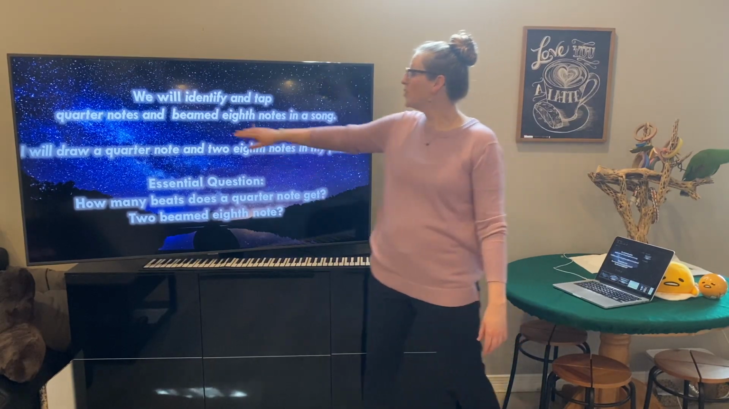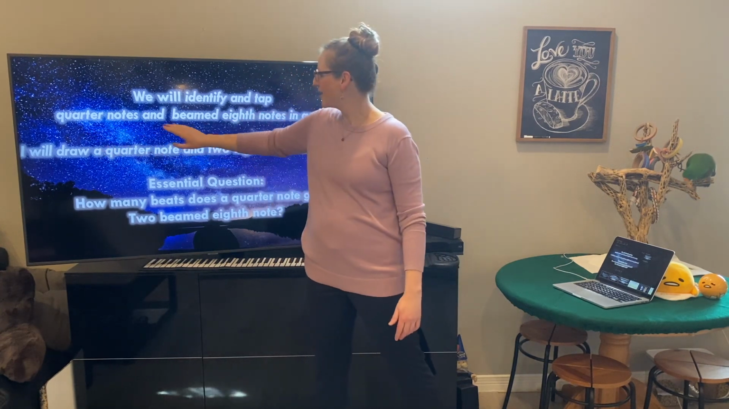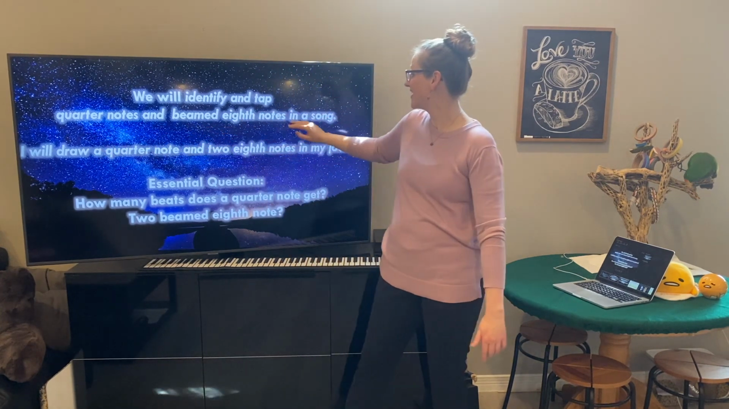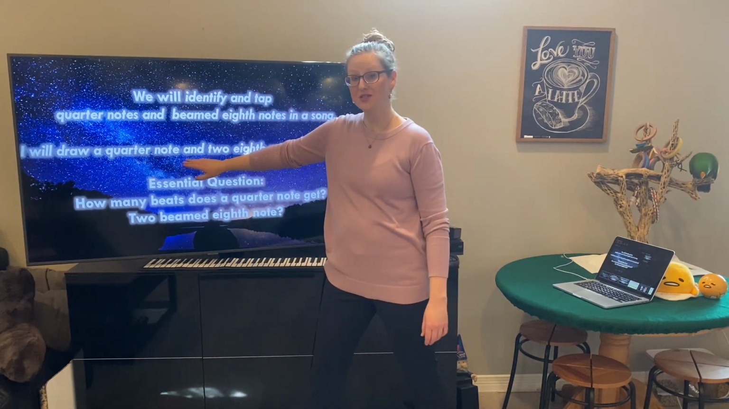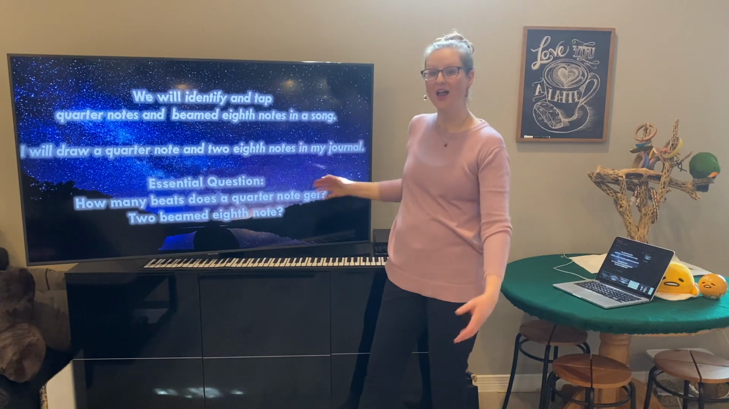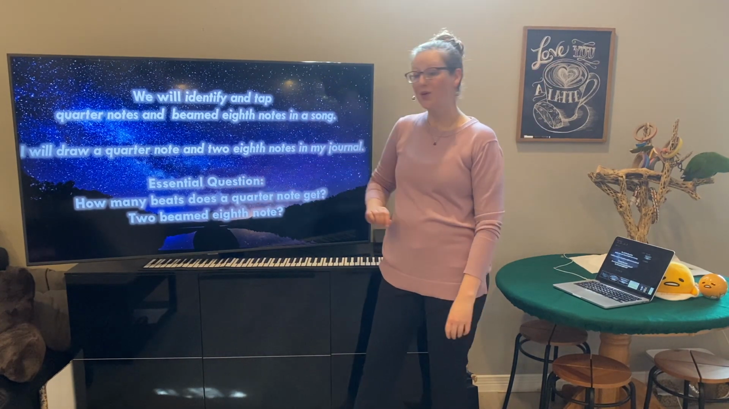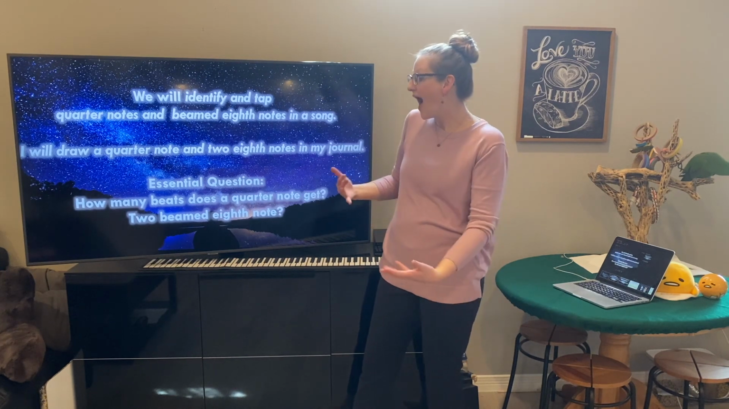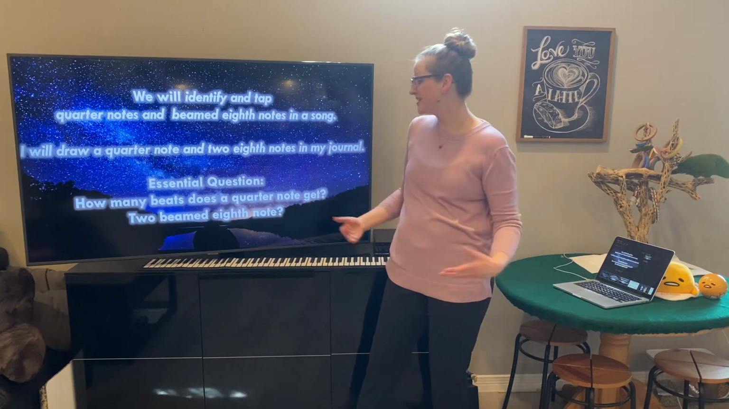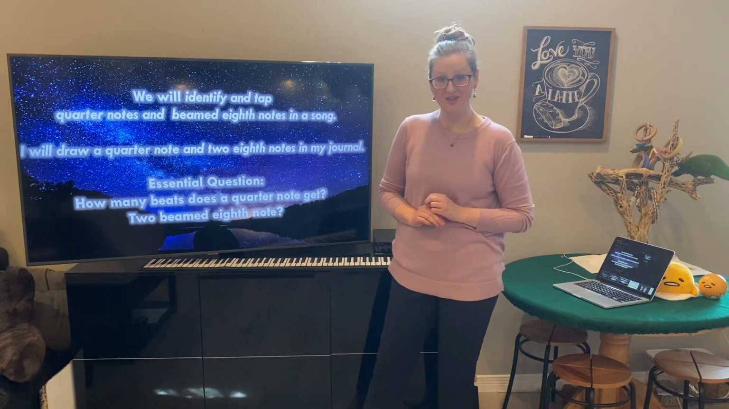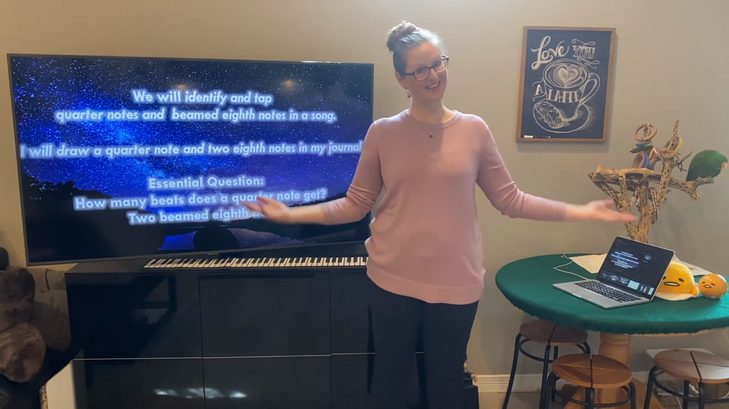Today, kids, we will identify and tap quarter notes and beamed eighth notes in a song. I will draw a quarter note and 2 eighth notes in my journal. At the end of this lesson, I'm going to ask you to do that. Our essential question that we're going to answer today is, how many beats does a quarter note get? How many beats do 2 beamed eighth notes get? Right, Skittles? We're going to know by the end of this lesson.